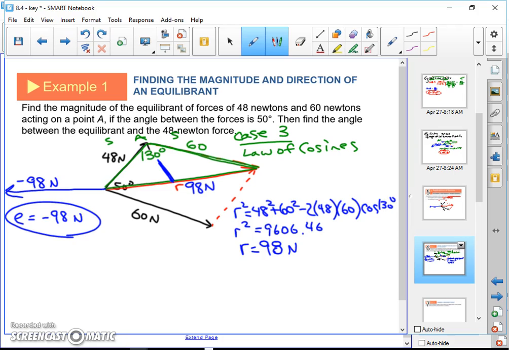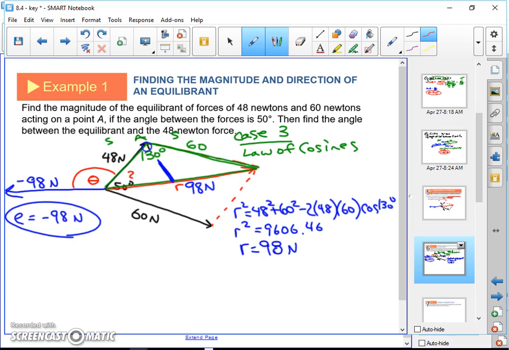As for the second part, and this is the harder part, I think, it's just a little bit harder to understand. Find the angle between the equilibrant and the 48 newton force. So I think the key is to draw a good picture. Draw a good picture so that you can visualize what they're saying. Find the angle between the equilibrant and the 48 newton force. That means right here. We want to know that angle. And so it looks like it's going to be easy.